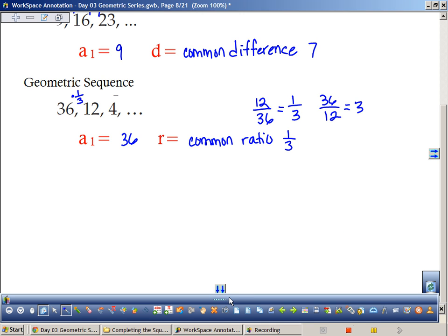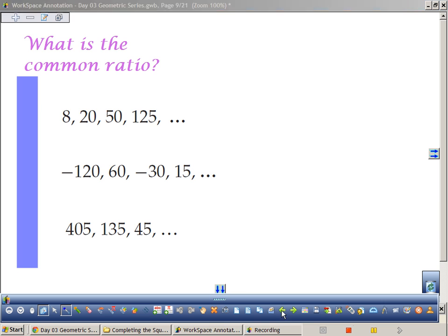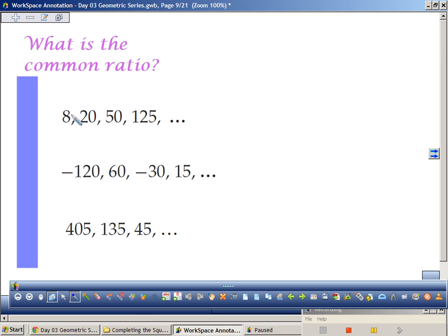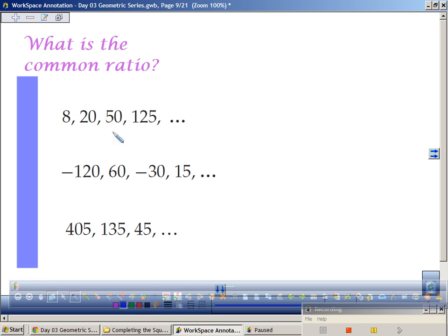How are we doing so far? Great? Okay, so what is the common ratio of this one? Put it in a calculator, tell me. Do it on your paper. What is r? There's times a decimal. 2.5. Thank you. What about this one? Negative 1/2. What about this one? 1/3. Is it 1/3? Did you do it?